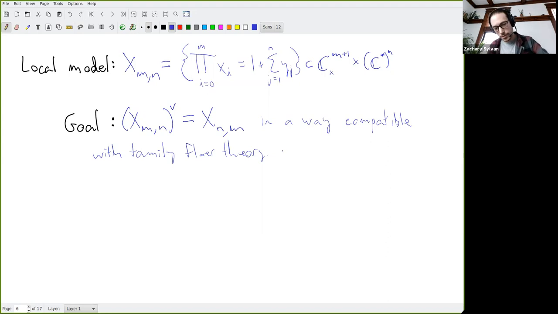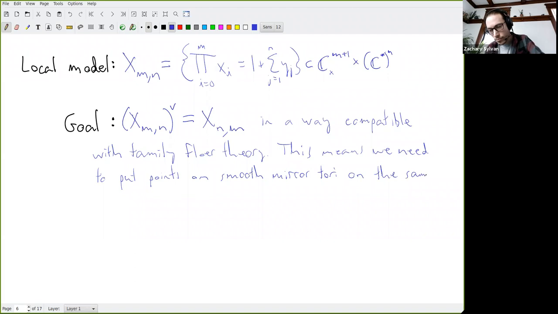Concretely, this means we need to put mirrors, or I should say points on smooth mirror tori on the same footing as points on singular mirrors. Mirror fibers, I'll say.